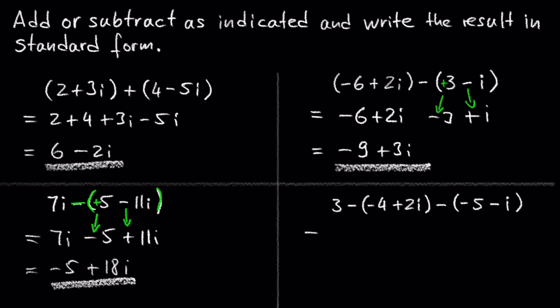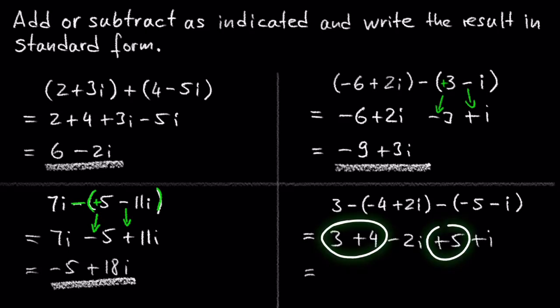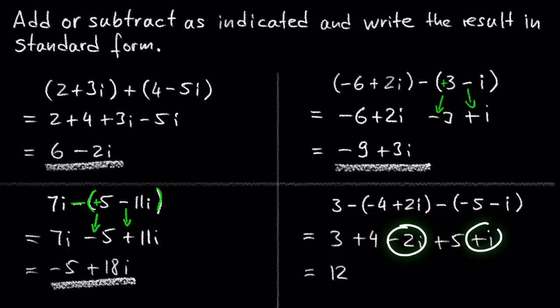What about 3 minus negative 4 plus 2i minus negative 5 minus i? The negative 4 becomes positive 4. 2i becomes negative 2i, negative 5 becomes positive 5, and negative i becomes positive i. 3 plus 4 is 7, plus 5 is 12. And negative 2i plus i is negative i. So we get 12 minus i, and we're done with this problem.